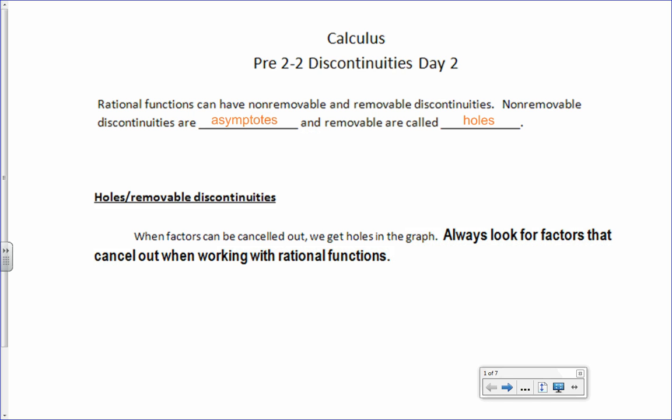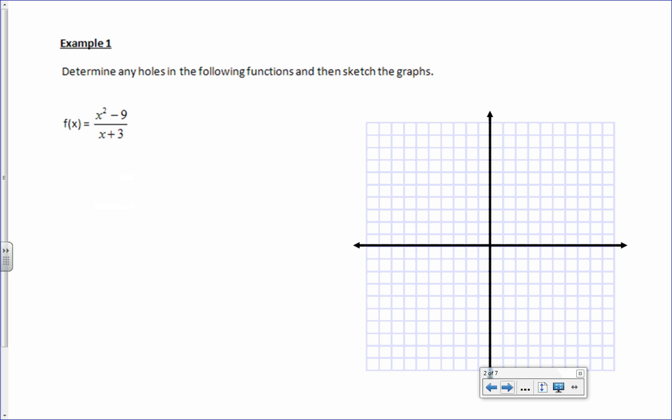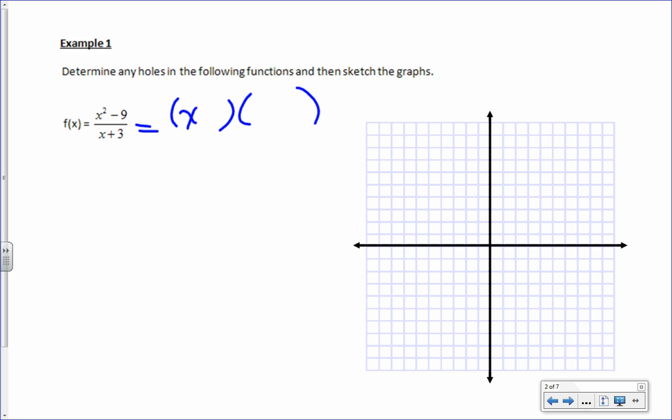All right? So let's go ahead and try to determine any holes for this, and then we'll sketch it. And so again, remember, if you have a rational function, always look for holes first, no matter what you do. And so what we're going to do is see if there's anything I can cancel. So really, this numerator does factor into x plus 3 and x minus 3. And the denominator is x plus 3, right?